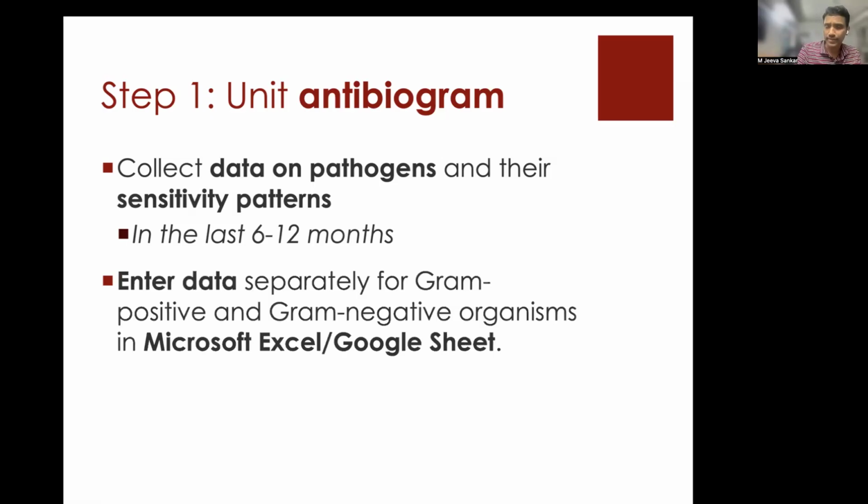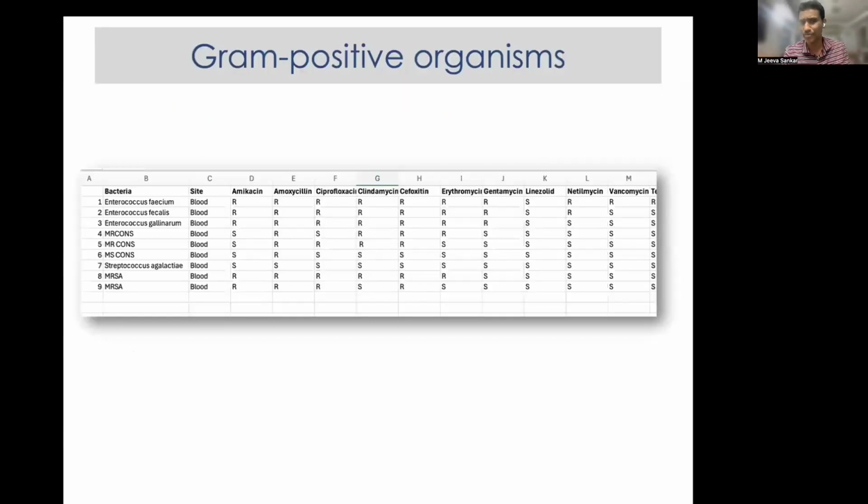Then you enter the data separately for gram-positive and gram-negative organisms in any sheet, like Microsoft Excel or Google Sheet, whichever electronic sheet, not a database, in which you can record the data. So you have a sheet separately for gram-positive organisms and for gram-negative organisms. So this is how it will look.